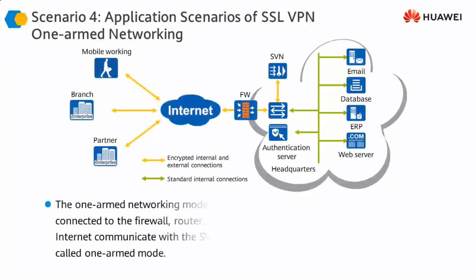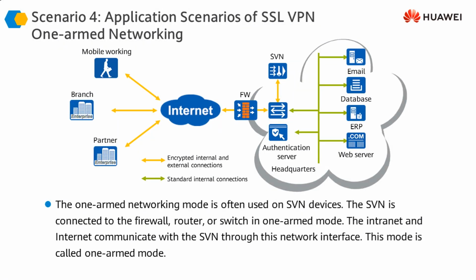And finally, looking at the fourth scenario, which we call the one-arm networking. Till now, we were using the firewall as the SSL VPN gateway. However, we can also use a dedicated SVN 5800 device, which is a dedicated SSL VPN device. So for medium to large size enterprises or large size deployments, we can have a dedicated SSL VPN gateway device here, which can be connected either to the firewall or to the switch or a router.